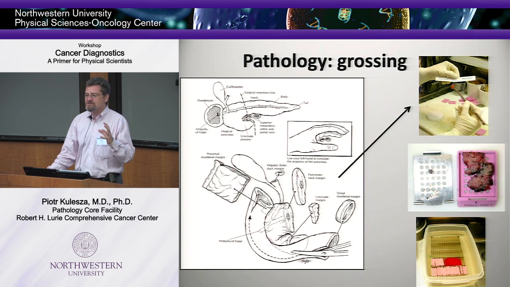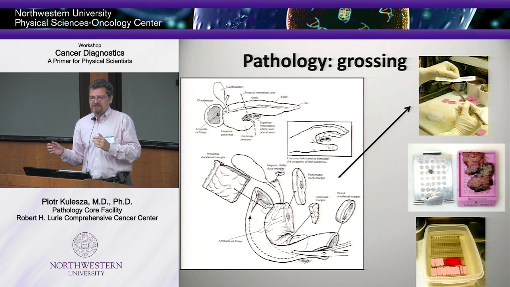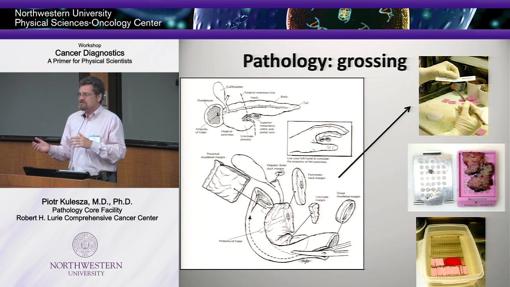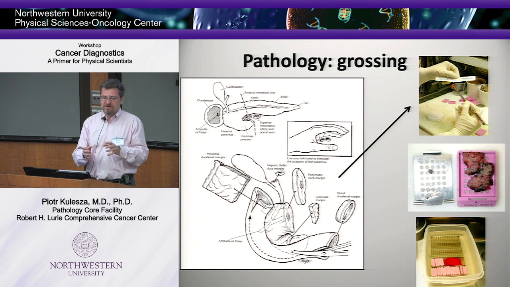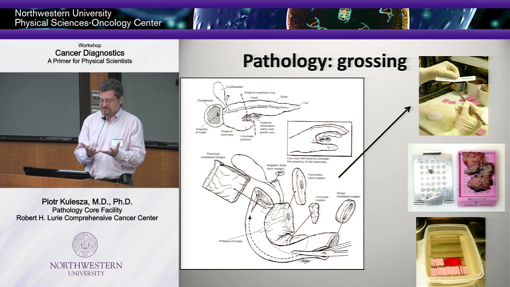So what is grossing? Meaning we tend to examine things under the microscope, so that's a microscopic examination versus a gross examination of the specimen for grossly visible abnormalities. Dr. White was showing you a cross-section of the liver with a tumor inside it. That is the definition of gross examination.